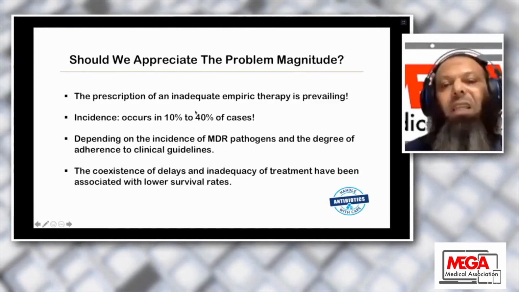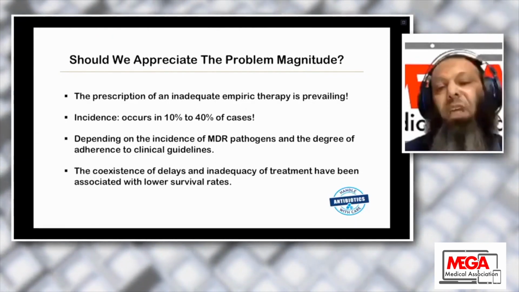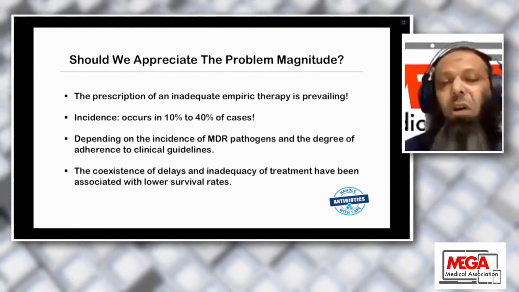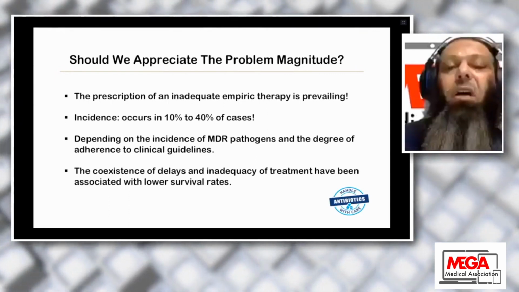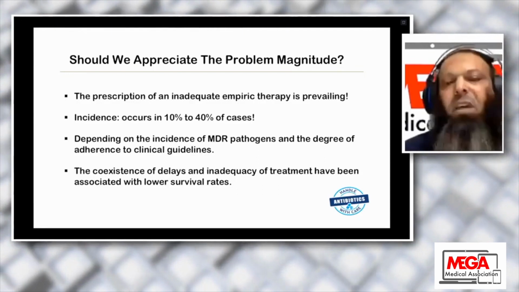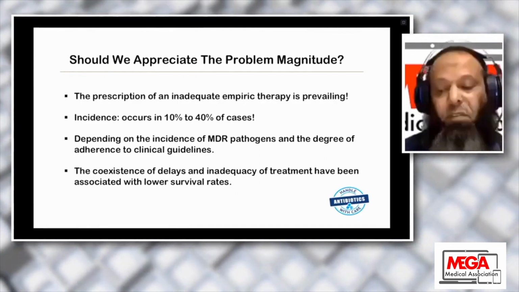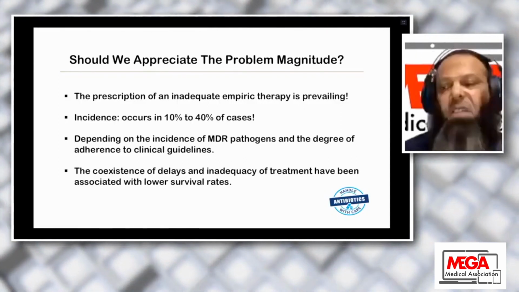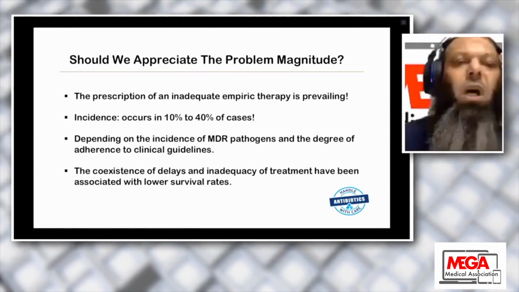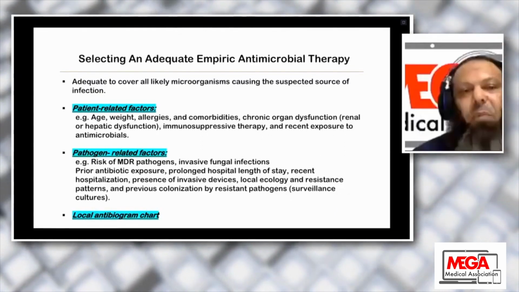And worldwide, up to 40% of patients with septic shock in the ER, the rapid response, the ward, or the ICU are not receiving adequate empiric wide spectrum antibiotic therapy, for many reasons, as we mentioned before. So how to select an adequate empirical antimicrobial therapy?